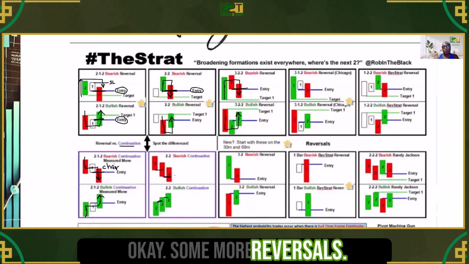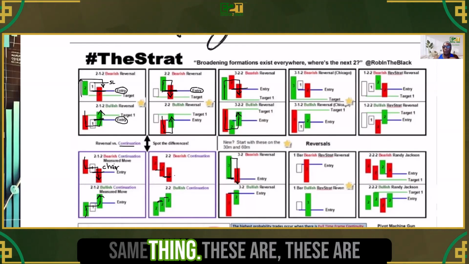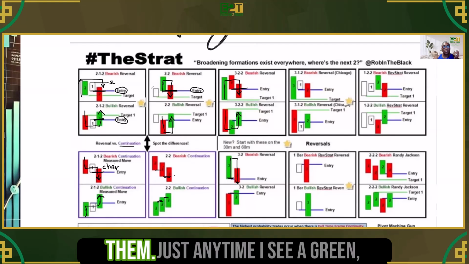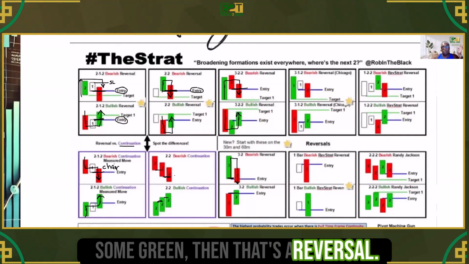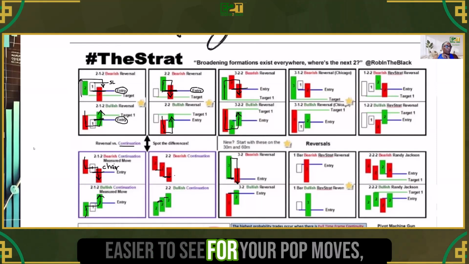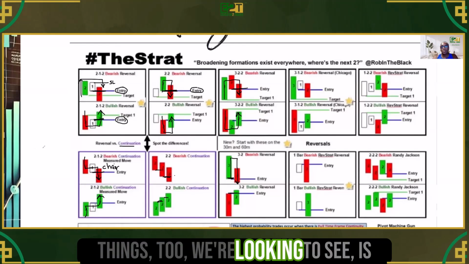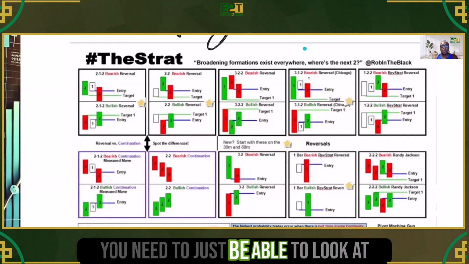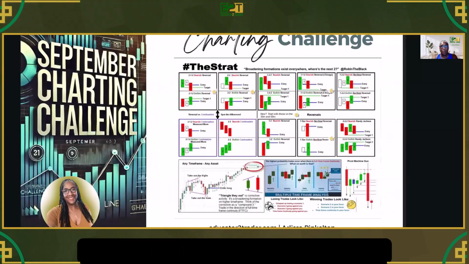Okay. Some more reversals. Basically, this was green and then it gapped down. Rev strat, same thing. These are several different combos. I really just try to focus on a couple of them. Anytime I see a green, then some red, or red, then some green, that's a reversal. Just look for the reversals because reversals are easier to see for your pop moves. And sometimes when we're looking at our setups too, we're looking to see, is this going to keep going? Then you need to be able to look at some of these candle patterns and say, according to what I see here, it's getting ready to turn around, right?